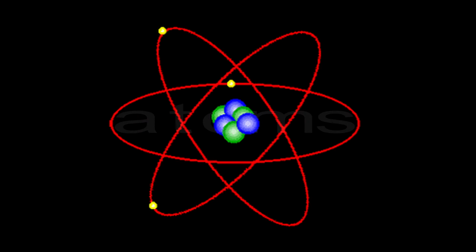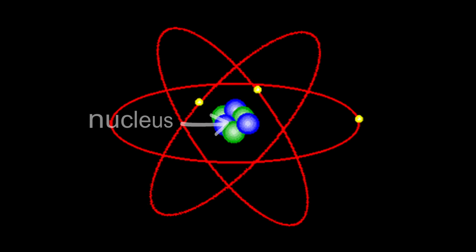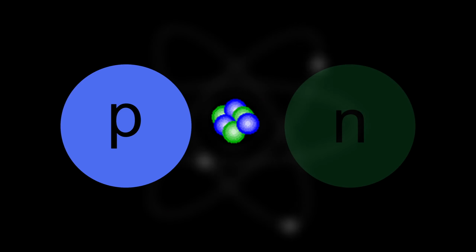Did you know? Every single piece of matter around you is made of atoms. Atoms are the smallest unit of matter. The atom is divided into the nucleus and the electron shell. The nucleus is the heart of the atom, containing protons and neutrons.